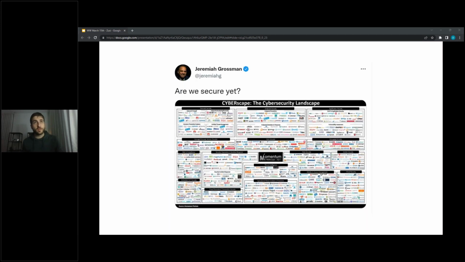So here is a tweet I really like from Jeremiah Grossman, who has been doing security strategy for a long time for a lot of very successful companies. He did it in SentinelOne. Now I believe he's doing it in Tenable. And in this tweet, he's capturing all of the cybersecurity companies in various spaces, and he's asking humorously, are we secure yet? Do we have enough companies? Because simple attacks should have simple solutions, right?